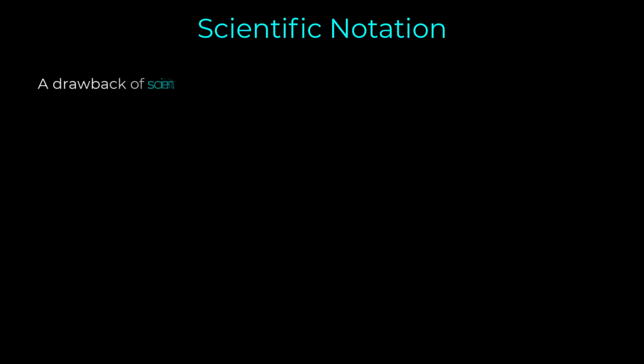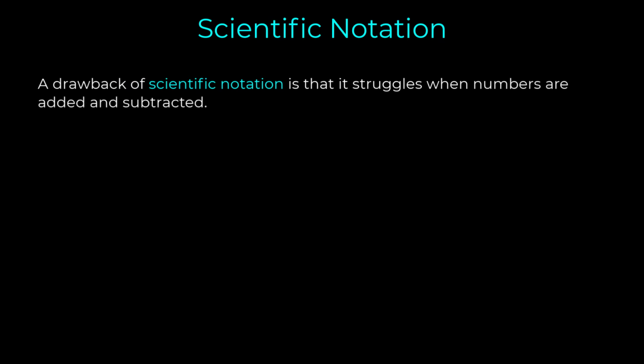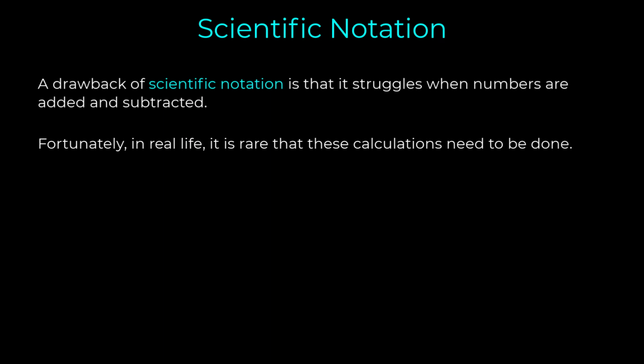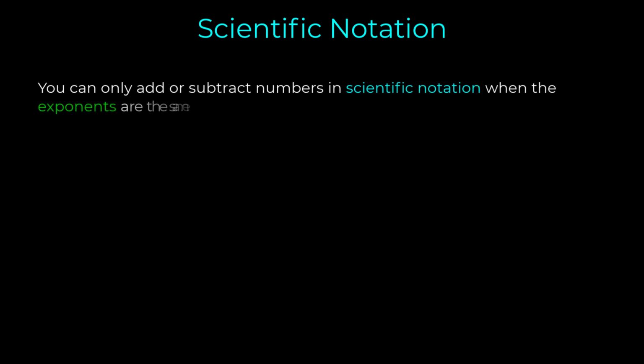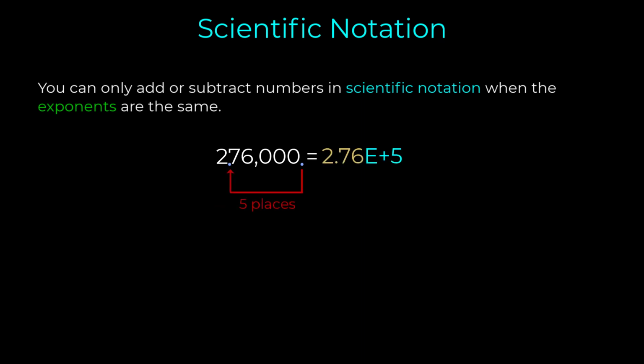A drawback of scientific notation is that it struggles when numbers are added and subtracted. Fortunately, in real life, it is rare that these calculations need to be done, but we should talk about it a little bit. You can only add or subtract numbers in scientific notation when the exponents are the same. For instance, 276,000 is 2.76 times 10 to the 5th in scientific notation. 5,000 is 5 times 10 to the 3rd in scientific notation.